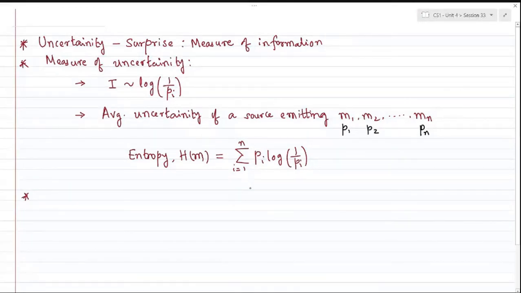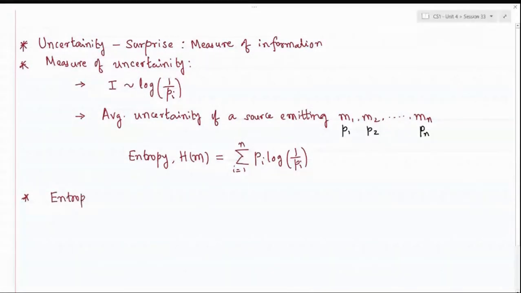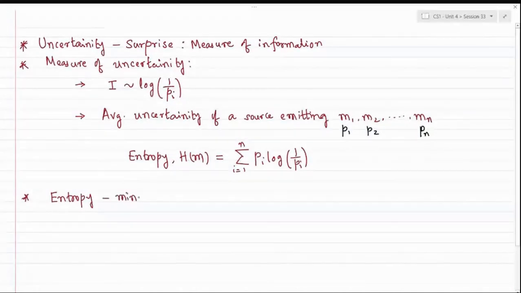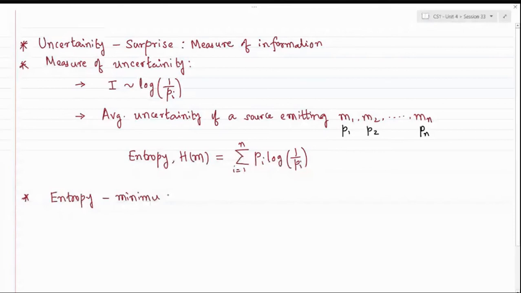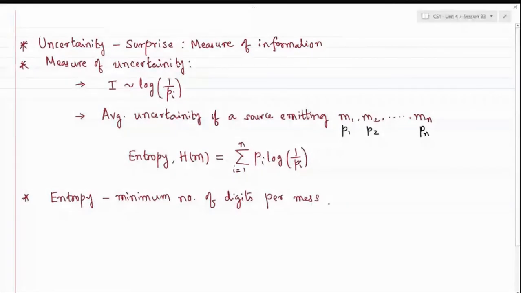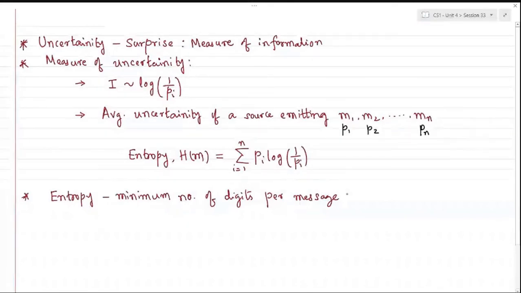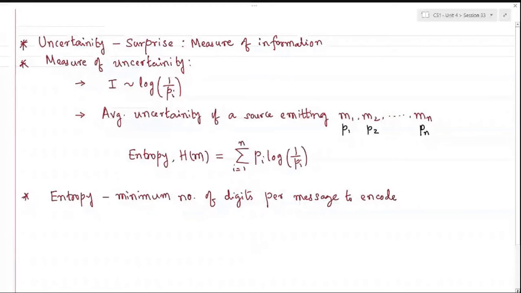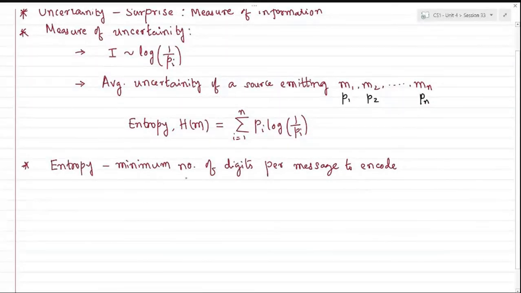We also saw that the information content or the entropy of any message is equal to the minimum number of digits required to encode the message. To make it more concise, the entropy is the minimum number of digits, to be specific bits, per message required to encode that particular message.